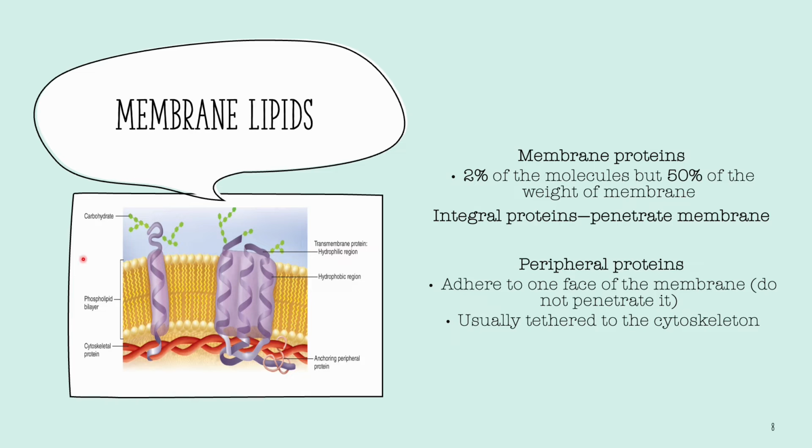First of all, here's your membrane lipid. This is the phospholipid bilayer. Remember, here's one layer, here's the other layer, so two of them equals the bilayer. Then you have proteins here. This is the carbohydrate. This is the cytoskeleton protein right here, and this here is the anchoring peripheral protein.